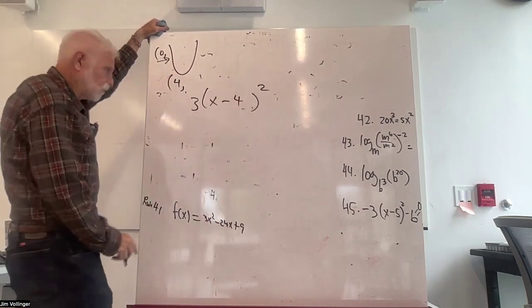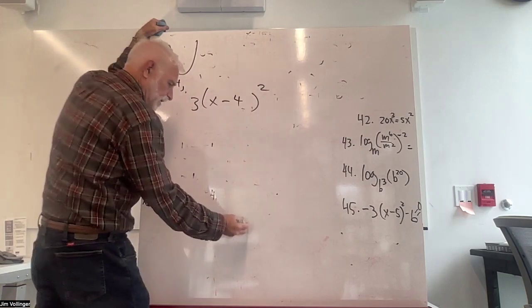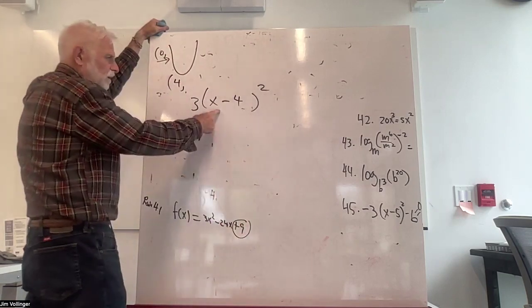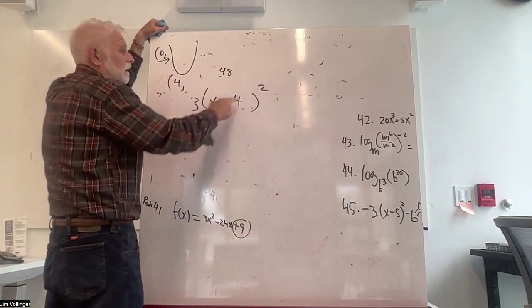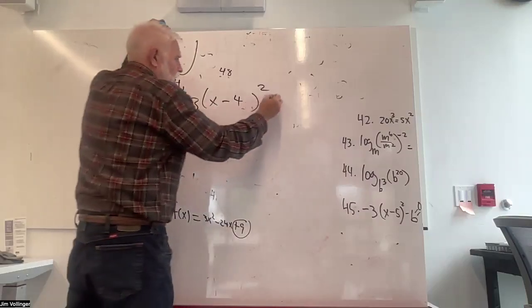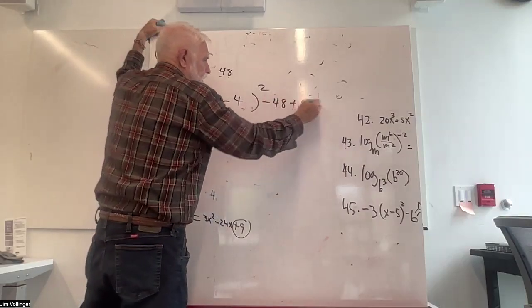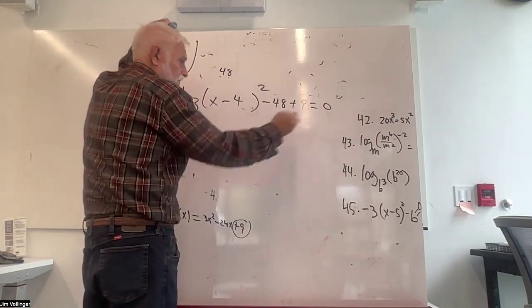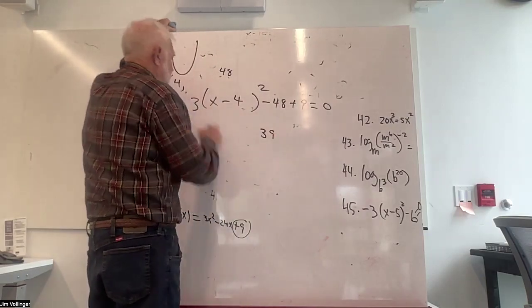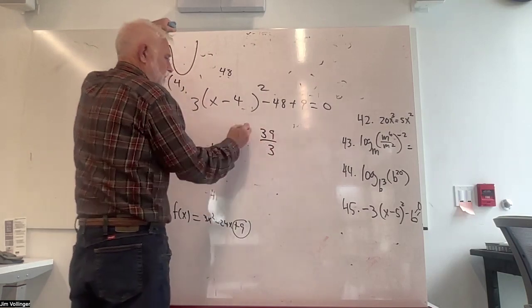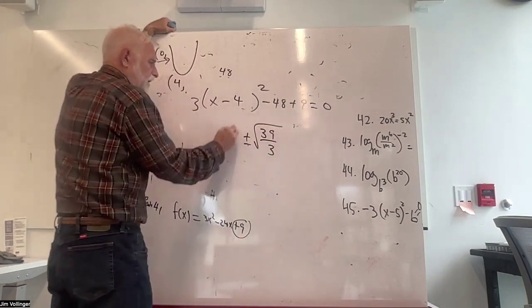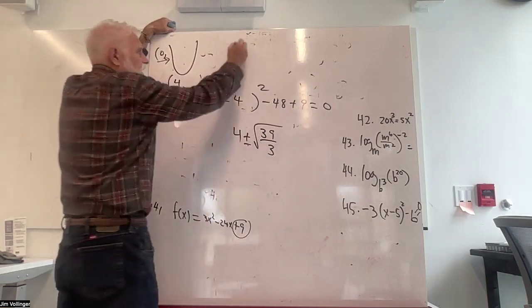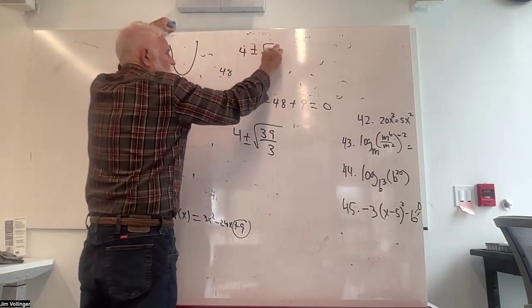Okay, and then if I put a 0 in, I should get a 9 out. If I put a 0 in here right now, I get 48 out. 16 times 3 is 48. I don't want that 48. I want that 9. And now I'm solving for 0. So that's going to get me on the other side positive 39. Divide by 3. And then I'm going to do plus minus the square root. And I'm going to add 4. So on your answer key, I believe I had 4 plus or minus square root of 13.